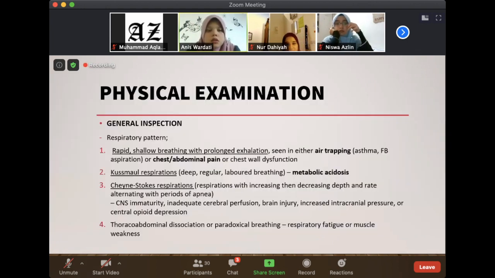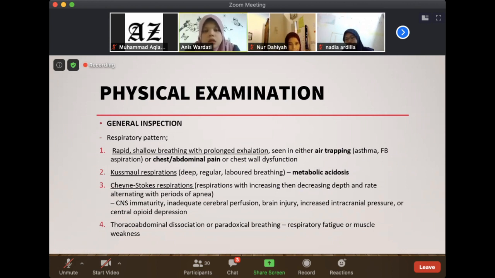Next, in the general examination, we also need to look at the respiratory pattern. There are a few respiratory patterns. First is rapid and shallow breathing with prolonged exhalation. When there is prolonged exhalation, it means there is air trapping, for example, in asthma or foreign body aspiration. When there is pathology there, exhalation takes more time than normal to properly exhale, so there will be prolonged exhalation. Or if the patient is in pain, there will also be prolonged exhalation. And the second is small respiration.